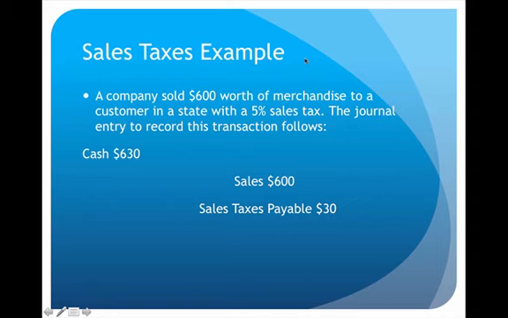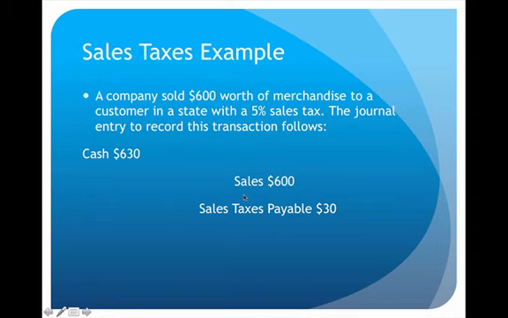So as a result, a journal entry will be required. Now in this case, I'm debiting cash $630. Now where does that $630 come from? Well, the sale was $600, but we have to charge that additional 5% in sales tax. So this amount is 105% of the original sale. So I'm going to multiply 600 by 1.05. And 105% of 600 is 630.